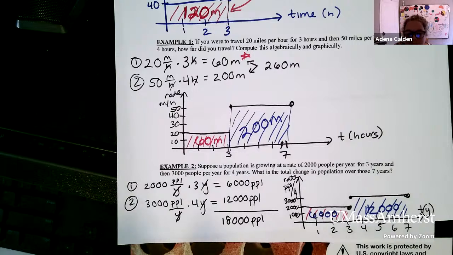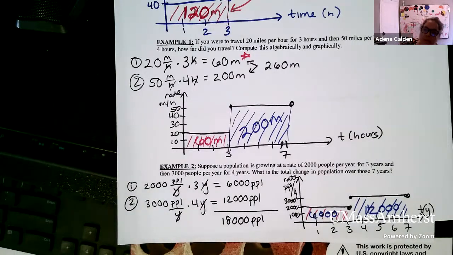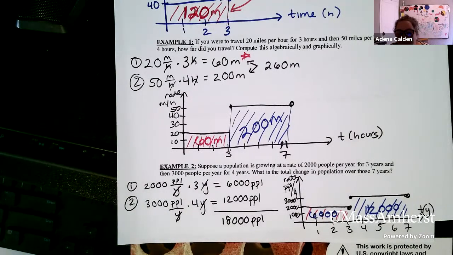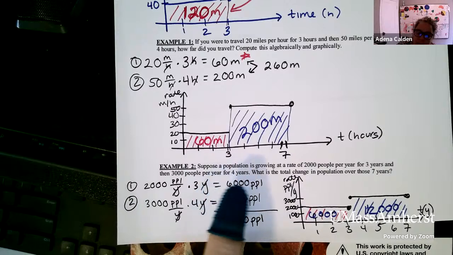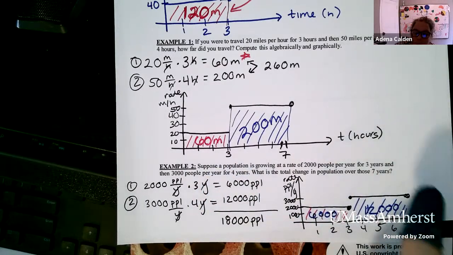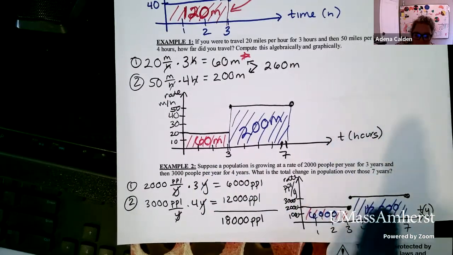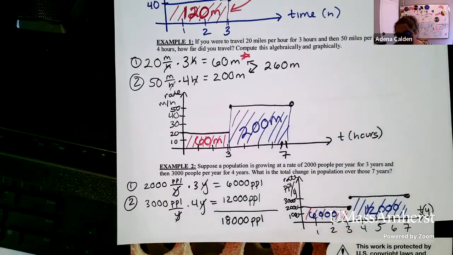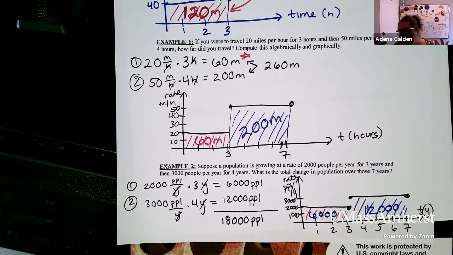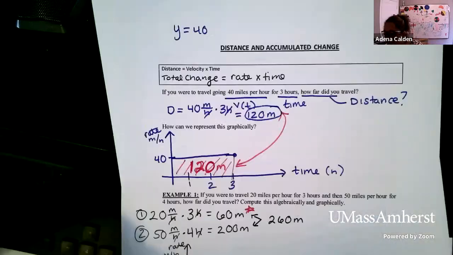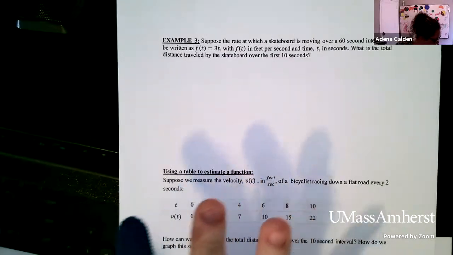So if I said your population is growing at a rate of t squared plus 2 people per year, well, now we can't just multiply rate times time. So what graphing allows us to do is to extend this idea of rate times time, but evaluate it in a way that allows us to figure out what's happening behind the algebra when we have functions. Okay, what does that look like? So our next example here.